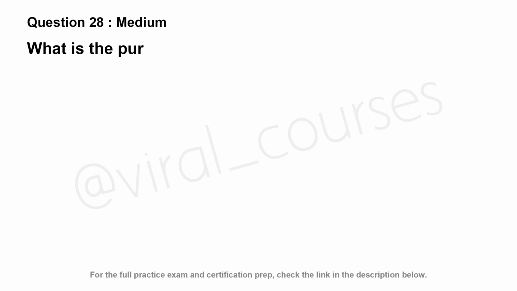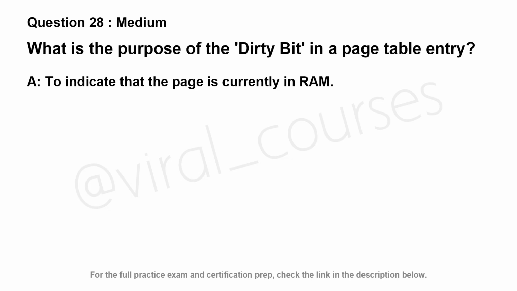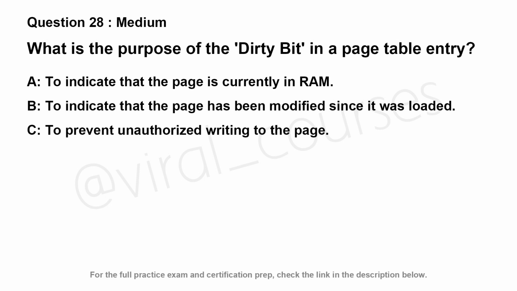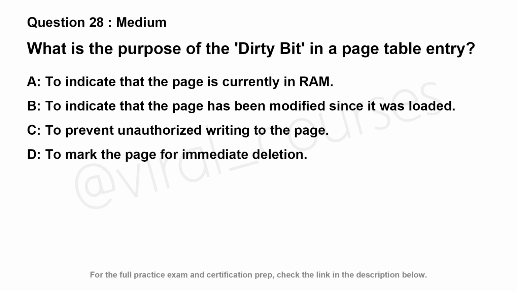What is the purpose of the dirty bit in a page table entry? Option A. To indicate that the page is currently in RAM. Option B. To indicate that the page has been modified since it was loaded. Option C. To prevent unauthorized writing to the page. Option D. To mark the page for immediate deletion.